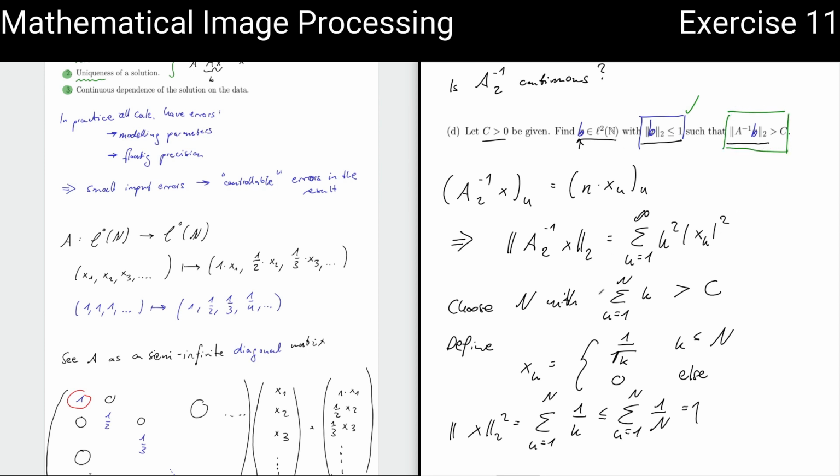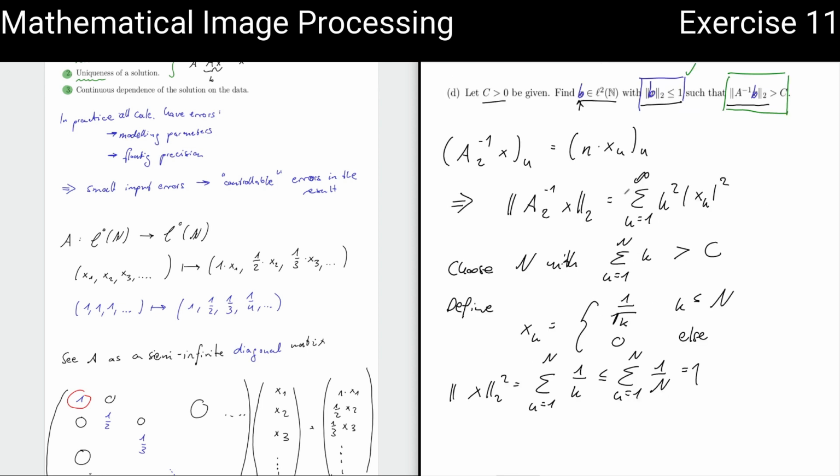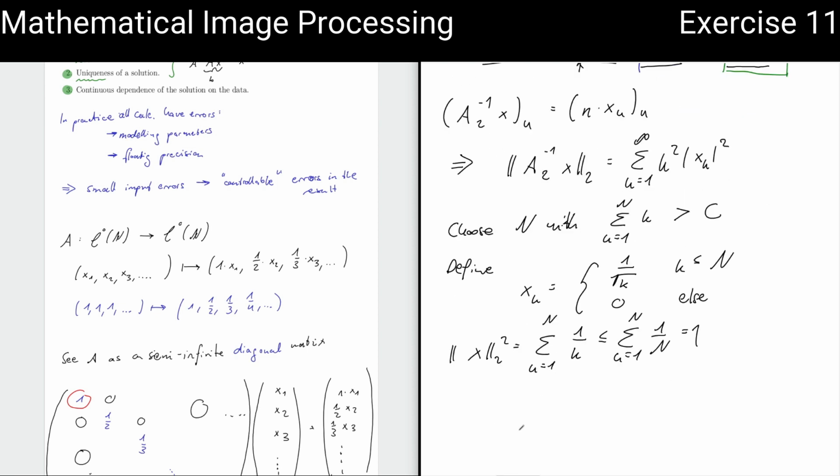Is this really a bad sequence in the sense that the image of A^{-1} of it is really larger than c? And this is also a short calculation. So A^{-1} of the sequence x that I have defined here is the sum going from k equals 1 to n of k squared. This is just what I just calculated here.